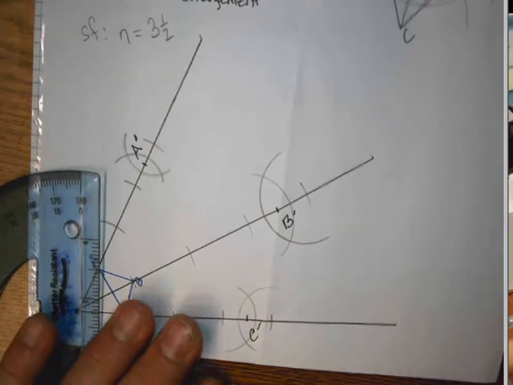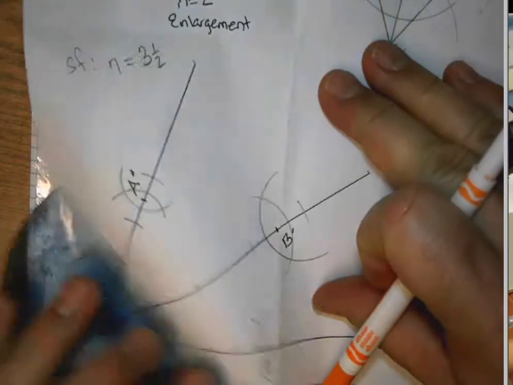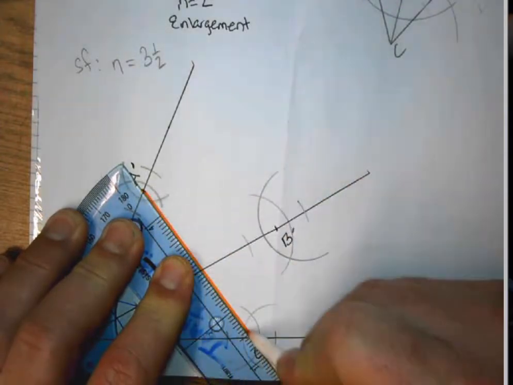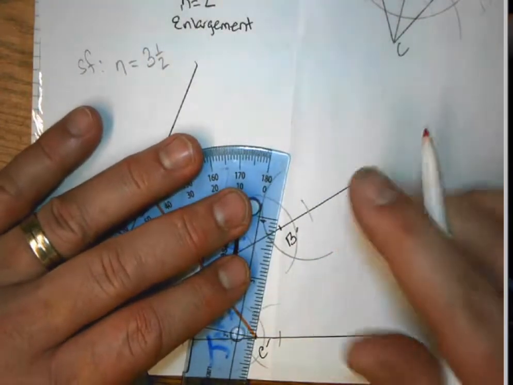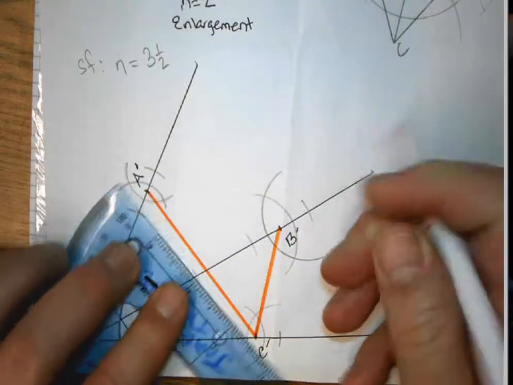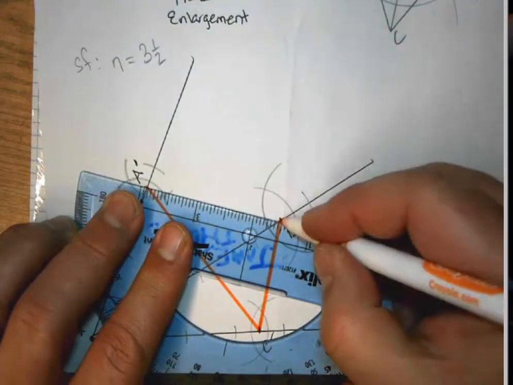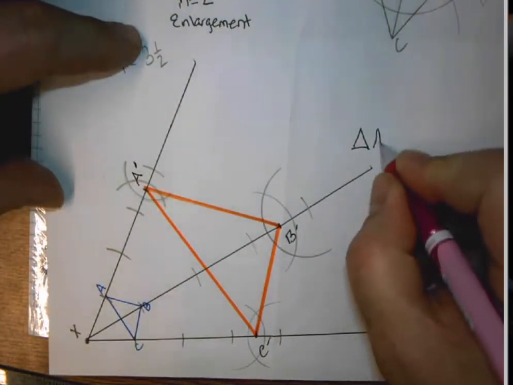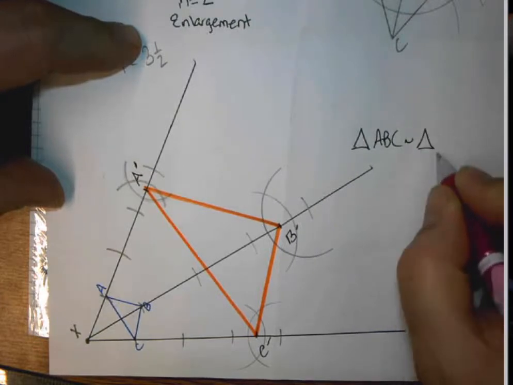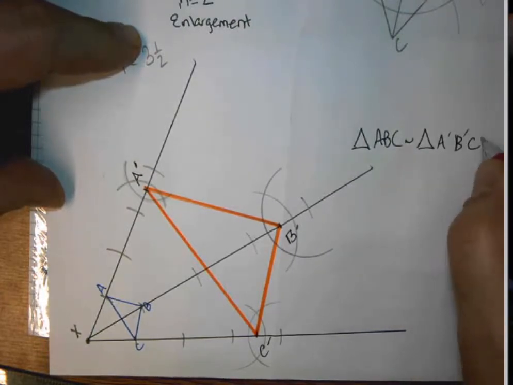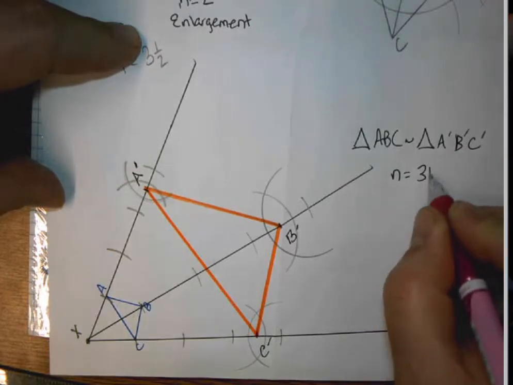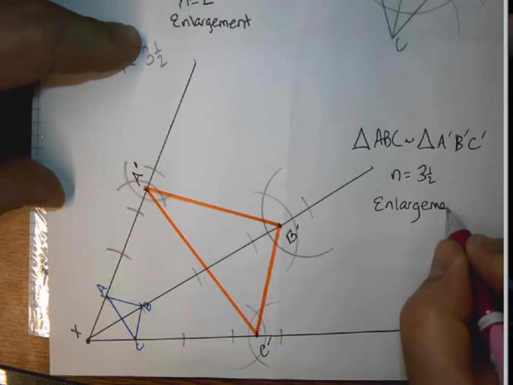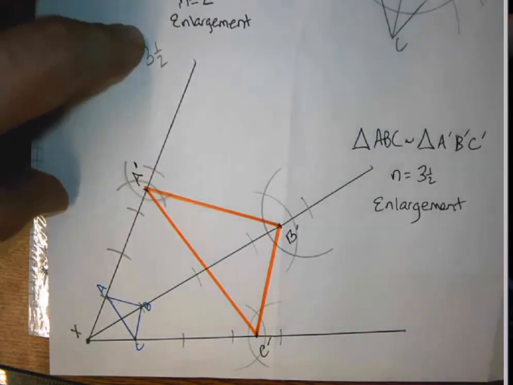If I were to then construct, using my straight edge, the segments connecting A prime and C prime, and C prime and B prime, and B prime and A prime, I produce my triangle such that triangle ABC is similar to triangle A prime, B prime, C prime. Scale factor is 3.5. Therefore, even though it's got a fraction to it, the overall number is larger than 1. Therefore, it's an enlargement. Hope this helps.